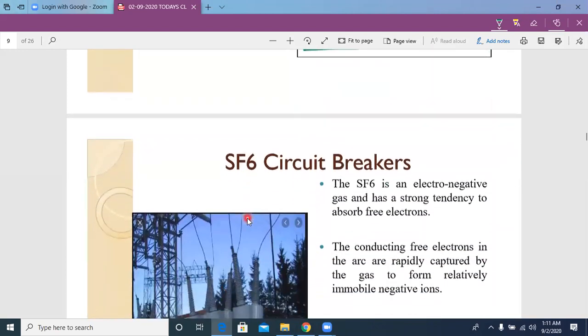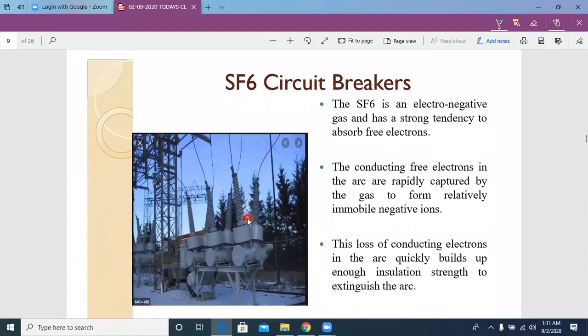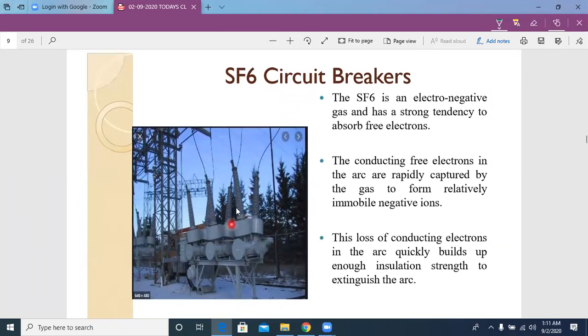Now we go for one more type of circuit breaker. That one is the sulfur hexafluoride circuit breaker, SF6 circuit breakers. This one is the real view of SF6 circuit breakers. Practically, if we can see the circuit breakers, they look like this. Okay, now we see it one by one.